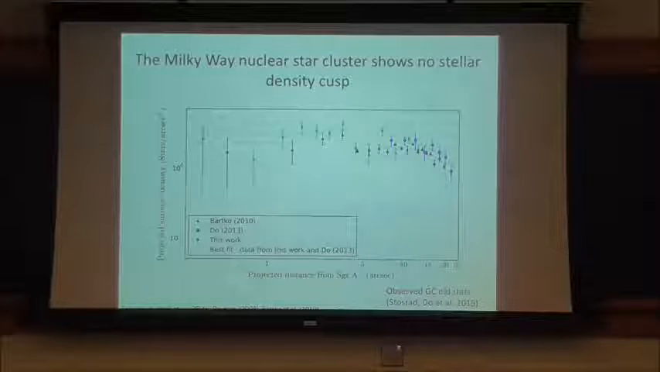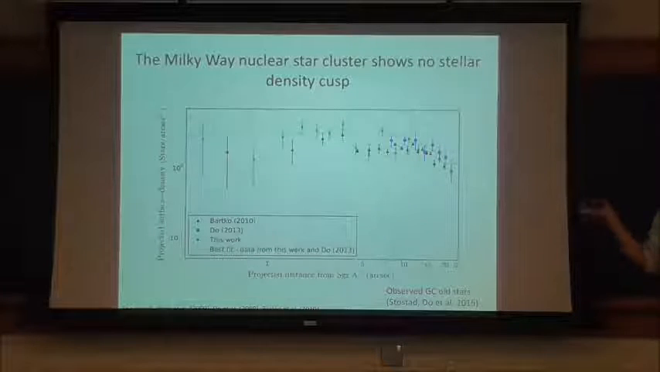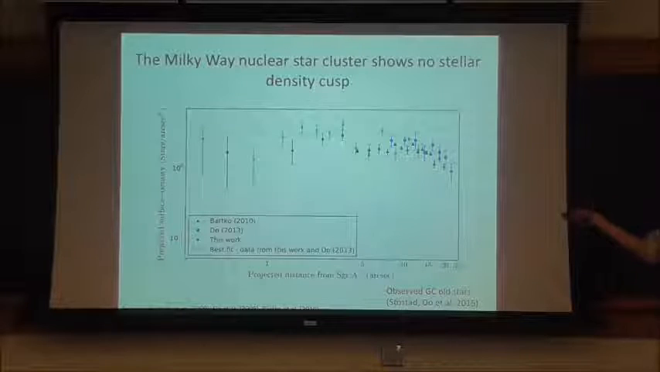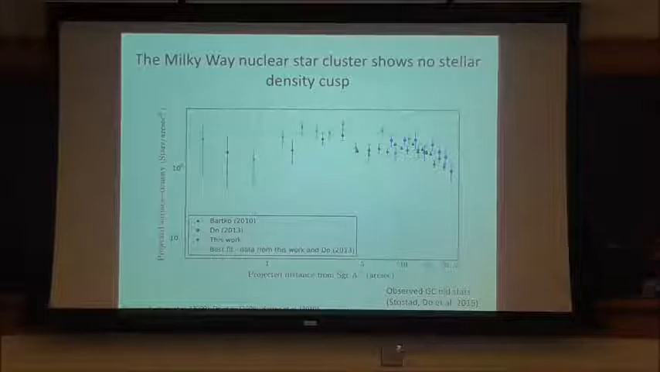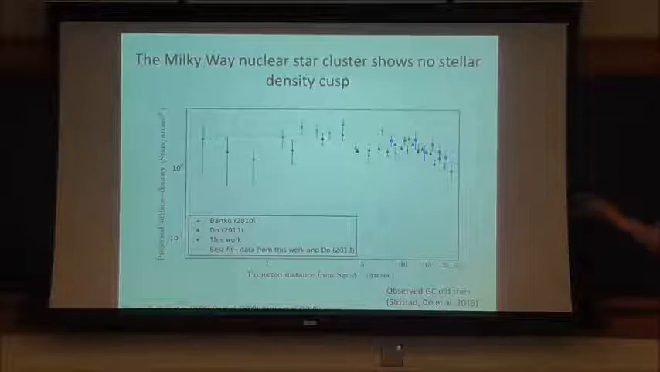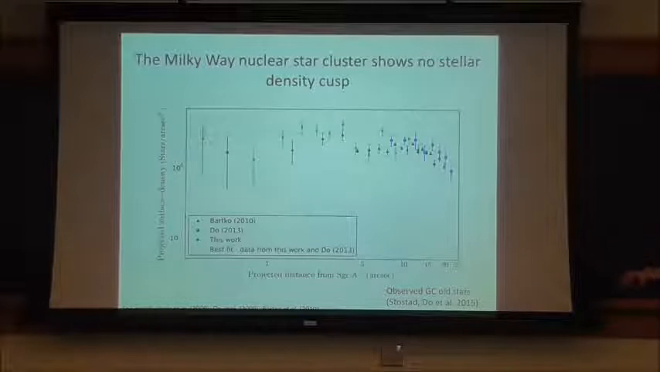But what we see is really different. This is the density profile of old stars. So you would not have thought there's a black hole at the Galactic Center if you looked at this. It's really, really flat, and in projection anyway, so this is the projected density profile as a function of distance.